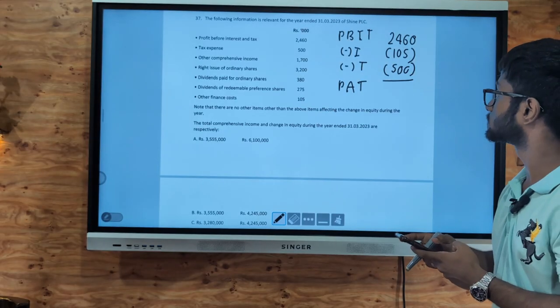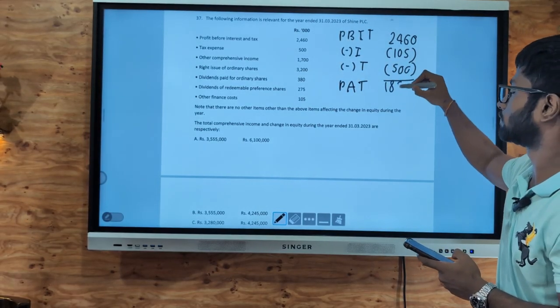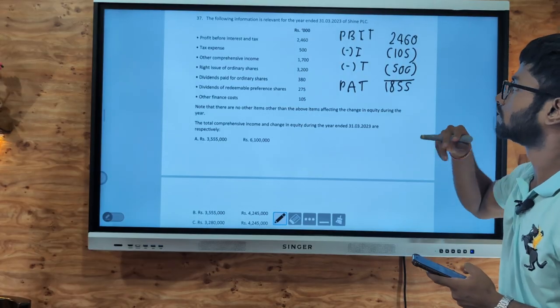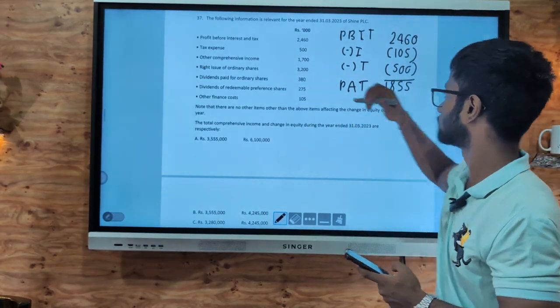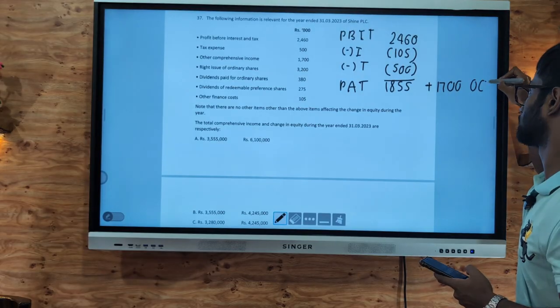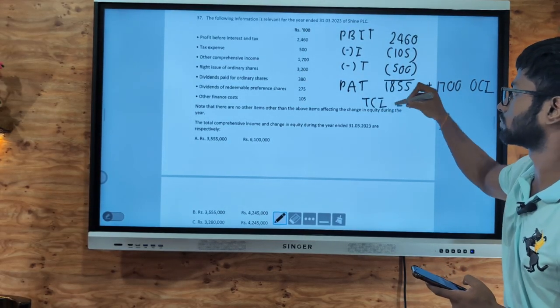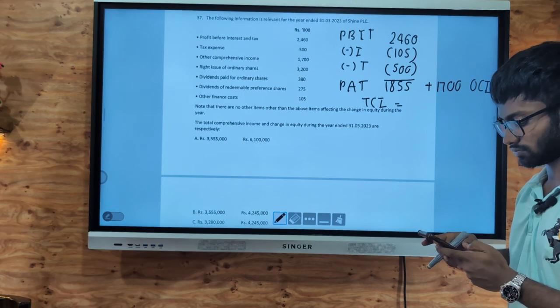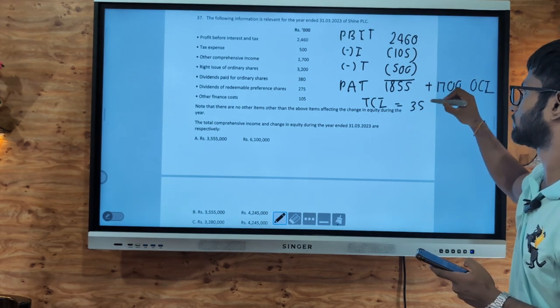So when you do this, you'll be getting 2,460 minus 605, 1,855. To that we add the other comprehensive income, to get total comprehensive income, which is 3,555.